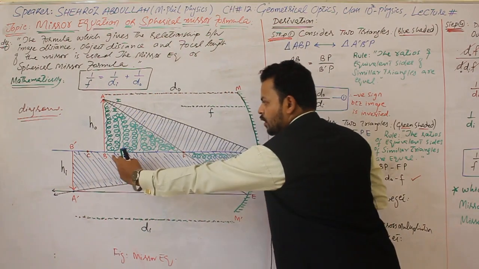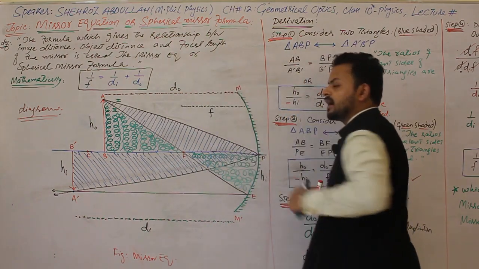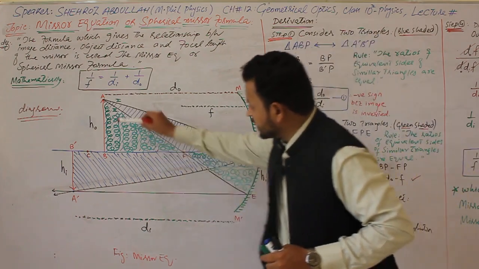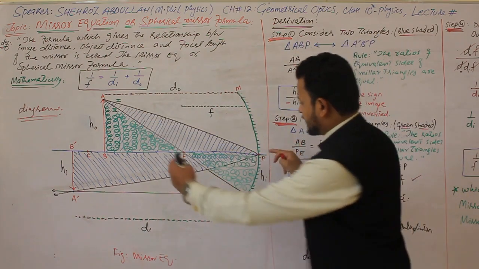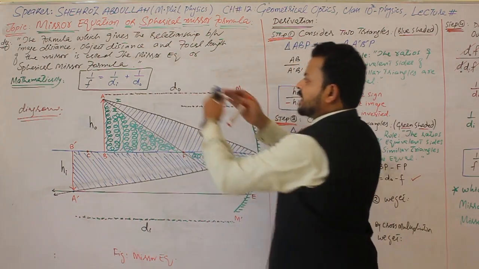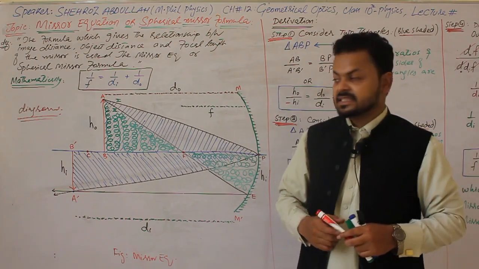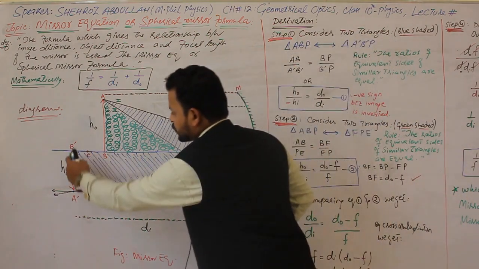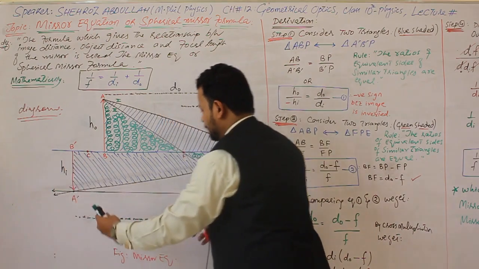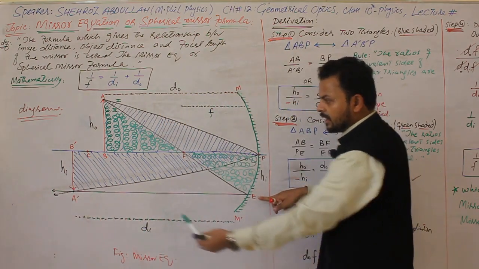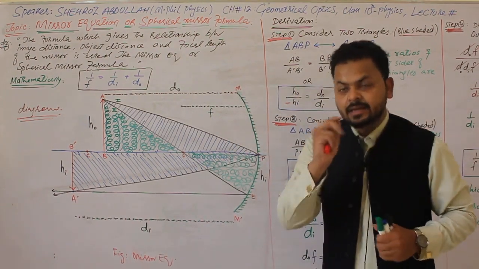This distance, object to mirror distance, let me call it D naught. This is the object, this is the mirror, the distance in between I call D naught, in other words the object distance. This is the image, A dash B dash. The distance between the mirror and the image I call DI.